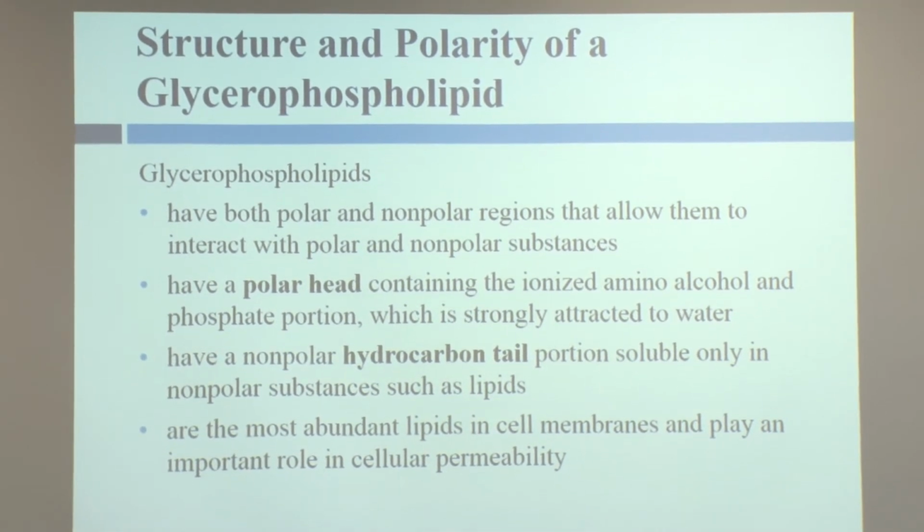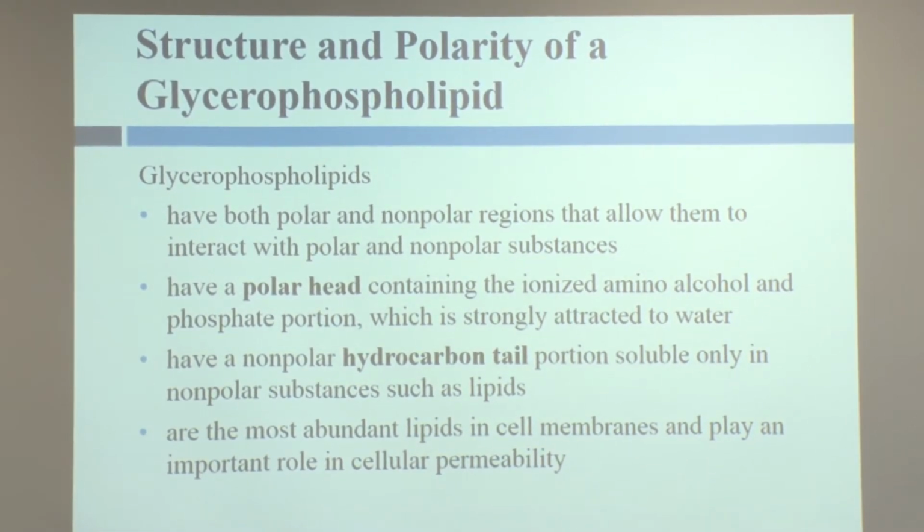So glycerophospholipids have a polar and a non-polar region that allow them to interact with polar and non-polar substances. And this is a very important property of glycerophospholipids. These have a polar head. The amino alcohol part of the glycerophospholipid is a polar end. It's called the polar head. The non-polar tail is where the fatty acids are connected.